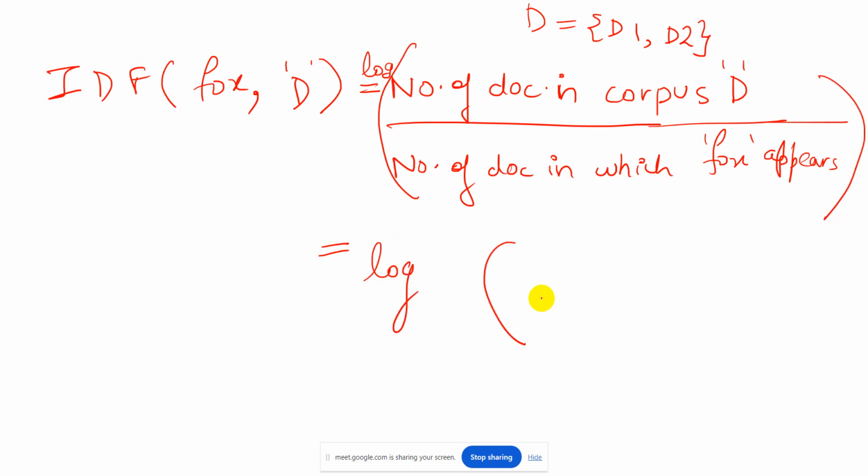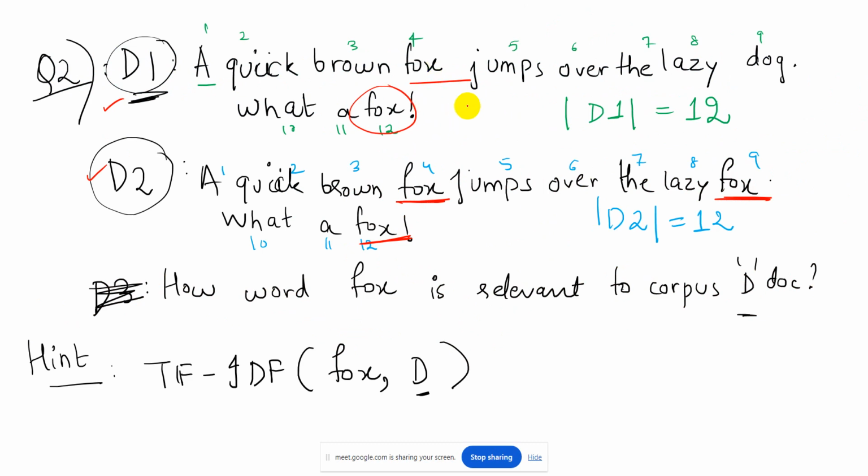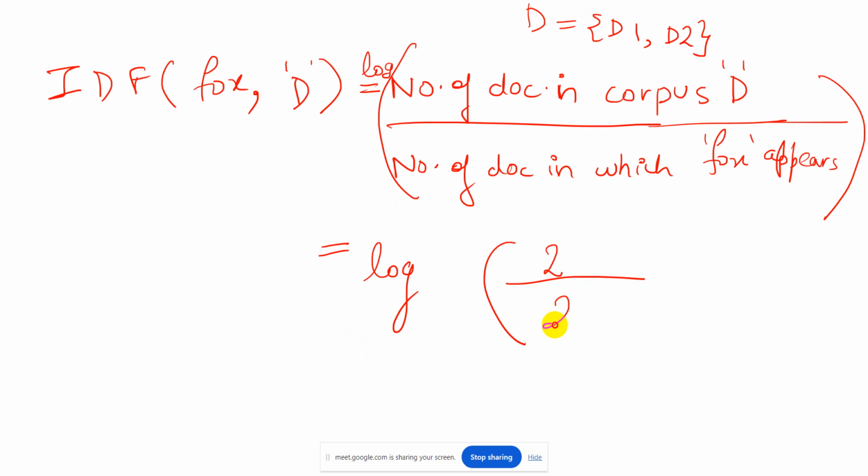Always remember to take the log of it. So log of how many documents are there in the corpus? 2. In how many documents does the word fox appear? The word fox appears in both of them. So log of 2 by 2. So this is log of 1, and log of 1 we know is 0.